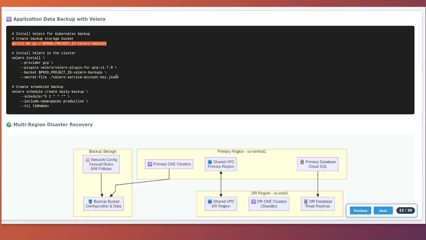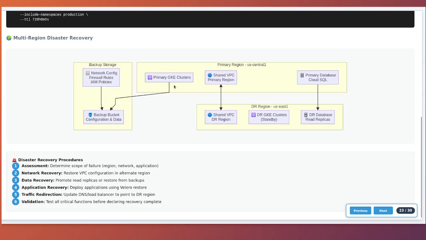Application data backup happens at the service project level. This includes GKE workload configurations, persistent volume data, and any databases. Velero is a popular tool for Kubernetes backup and restore operations. Multi-region deployment is key for true disaster recovery. You can extend your shared VPC across multiple regions, allowing you to deploy clusters in different regions that share the same network infrastructure. Testing your disaster recovery procedures is crucial. Regularly practice restoring applications and network configurations to ensure your procedures work when you need them.